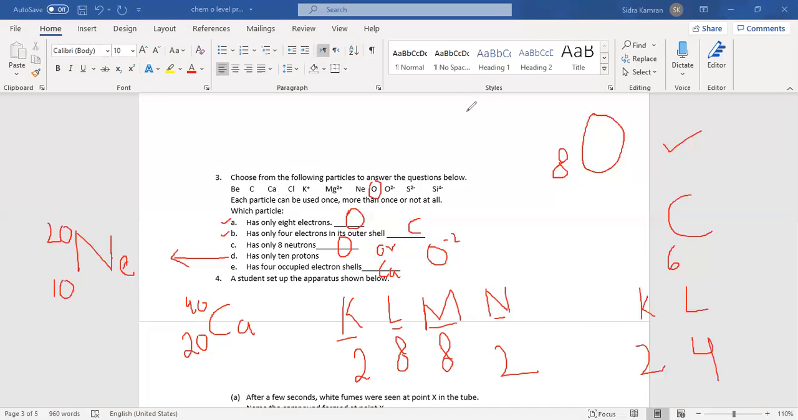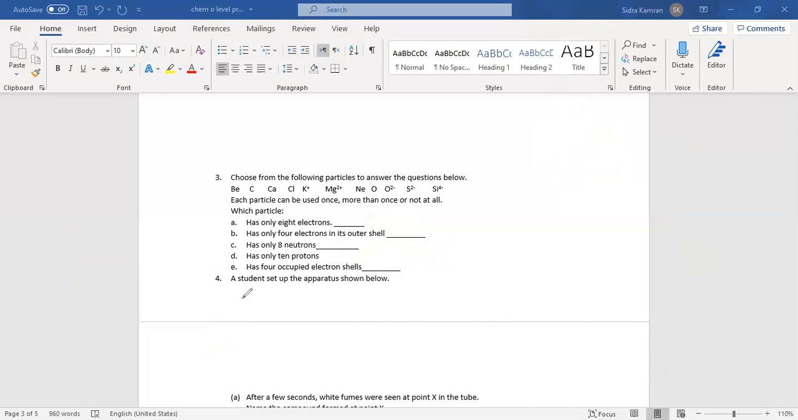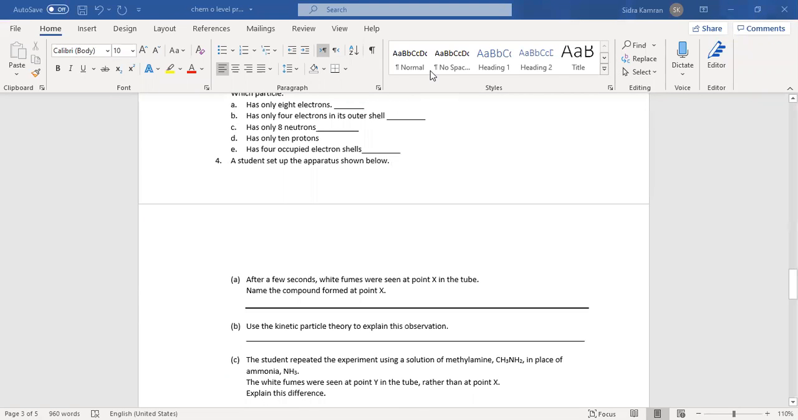Next we are going towards question number 4. A student set up the apparatus shown below. I am drawing here the apparatus. Okay, here you can see this is a glass tube which is closed.